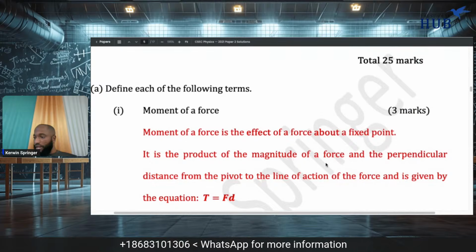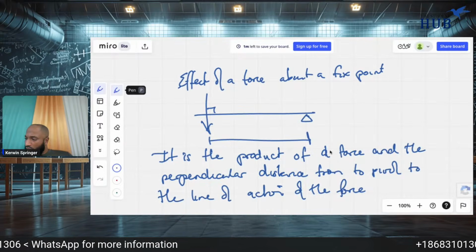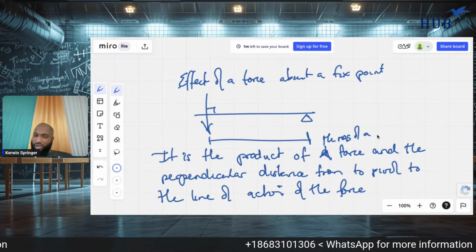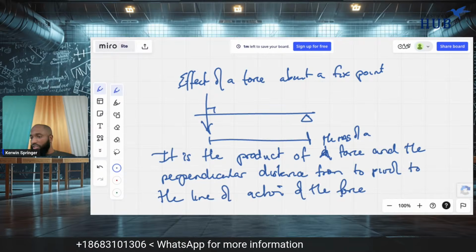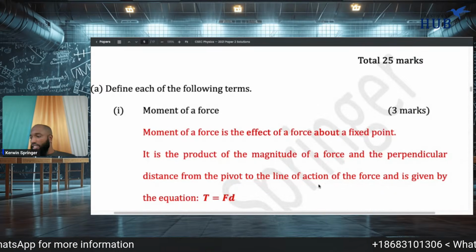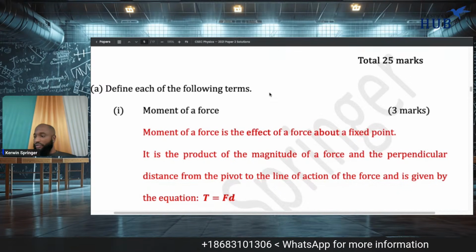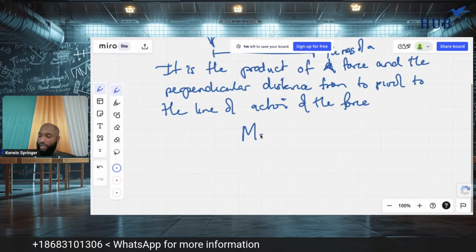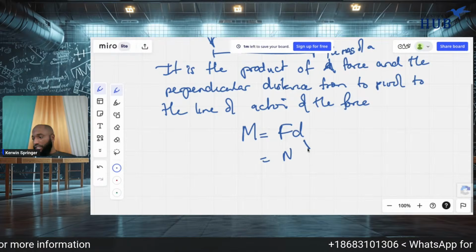So it is the product of the magnitude of a force. Now, if I don't say magnitude of a force, that's 3 marks still. The magnitude of a force and the perpendicular distance from the pivot to the line of action of the force. And it's given by the equation. If you see 3 marks, for sure you're going to throw that equation. M is equal to FD, or T is equal to FD, where F is in Newtons, D is in meters.